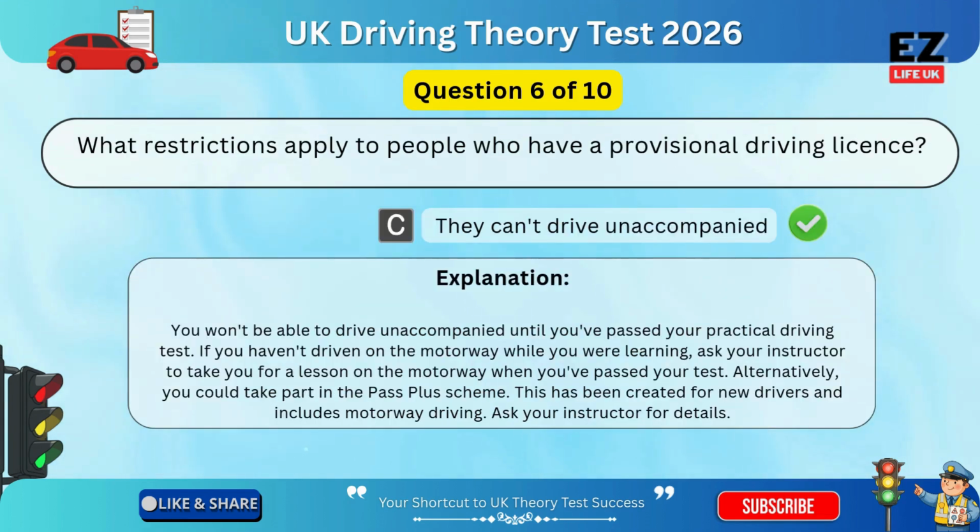Let's look at why the correct answer is option C. You won't be able to drive unaccompanied until you've passed your practical driving test. If you haven't driven on the motorway while you were learning, ask your instructor to take you for a lesson on the motorway when you've passed your test. Alternatively, you could take part in the Pass Plus scheme. This has been created for new drivers and includes motorway driving. Ask your instructor for details.